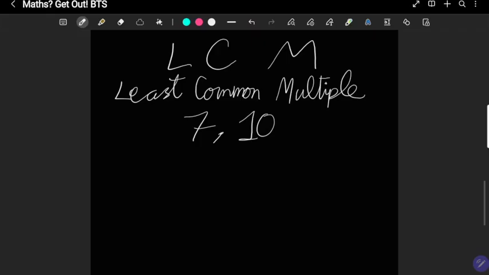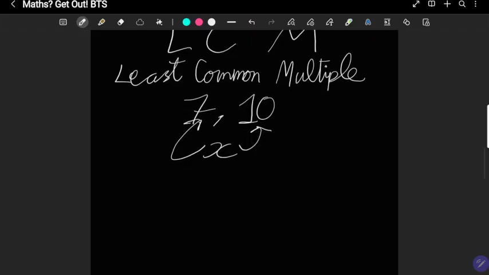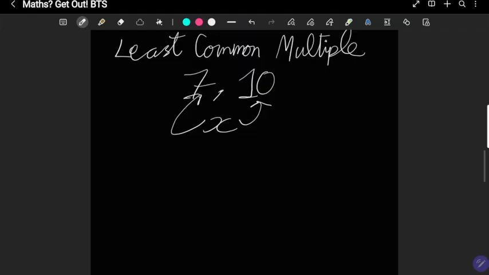Least common multiple means the smallest number that is in both of these numbers' times tables. So we need to find a number. Let's call it x. We will talk about algebra later, but just call that number x. X should come in 10's times table and 7's times table. How do we find that? Now, the good thing is that we don't have to learn a new table. We can put it in the same table as before.